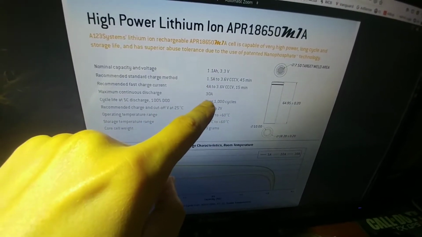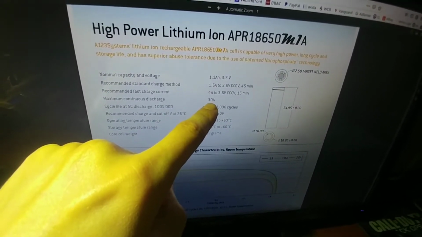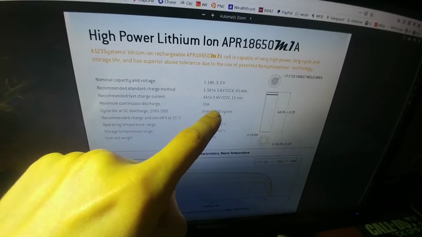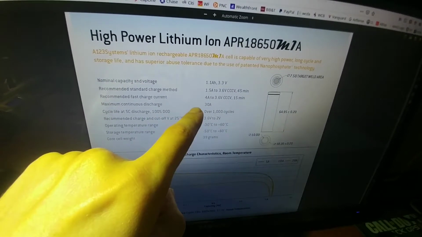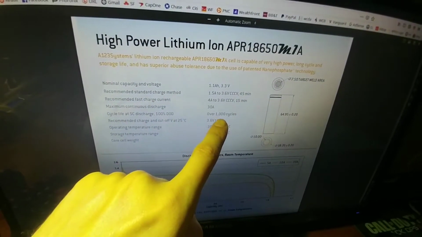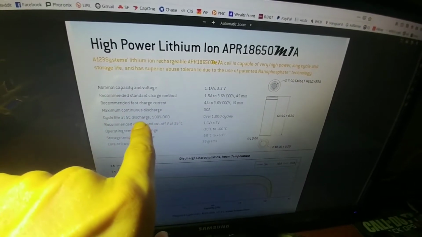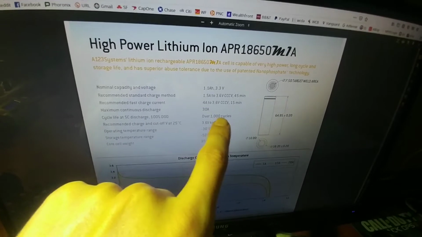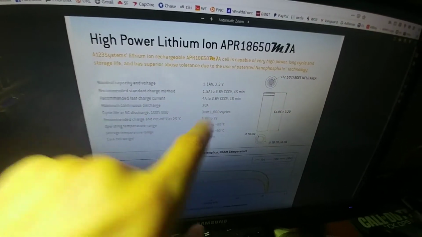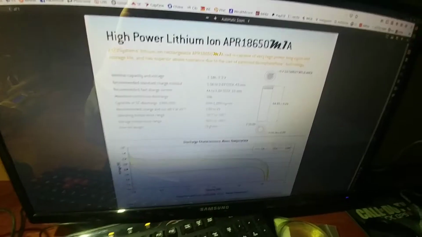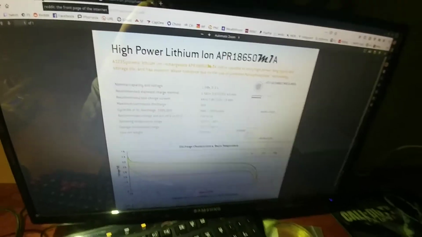Also, these cells are capable of putting out 30 amps each. So that's an insane amount of power for these little cells. And then they also last a long time. They have over 1,000 cycles at 5C discharge. That's crazy. That's real good life. So hopefully this pack will last me a lot longer than the last pack did.